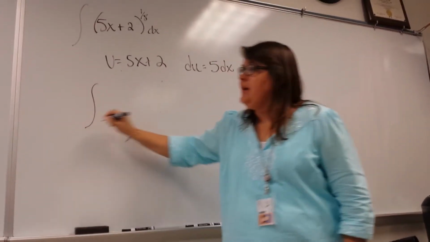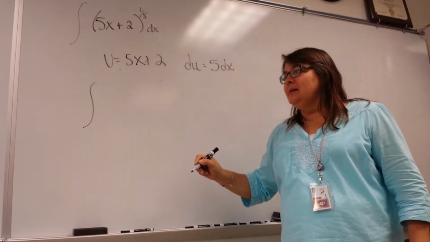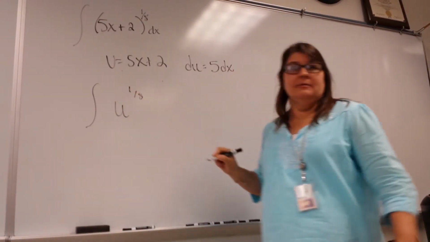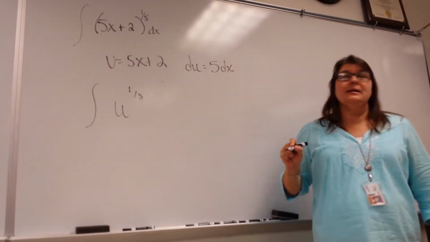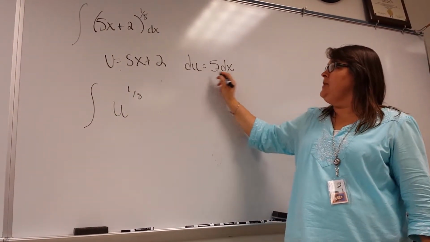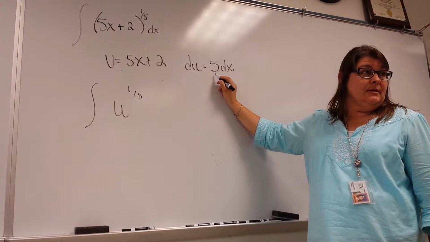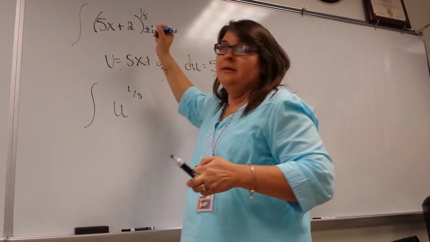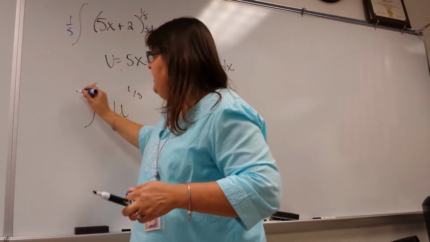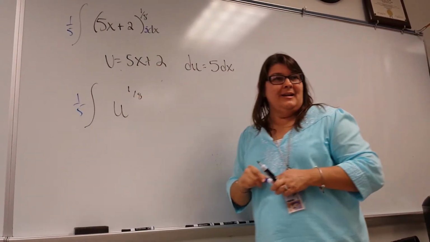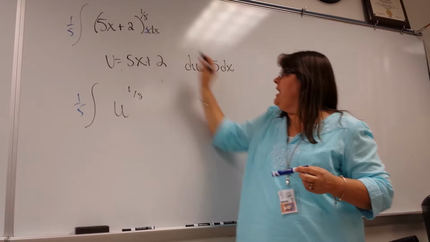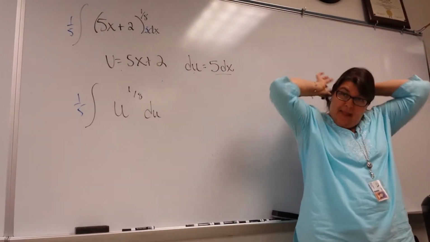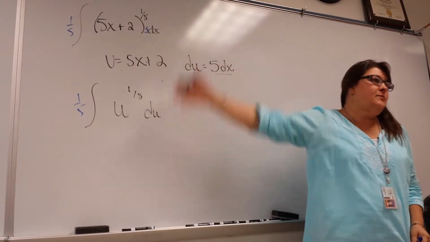So I'm going to rewrite this whole thing. It's U to the 1/8 on top. I think everybody's cool with that, right? And I'm so close to having du. The problem is I need a 5. So I insert the 5 and pull out the 1/5. Okay, so now 5 dx is the du I was looking for, and that 1/5 just comes down for the ride.